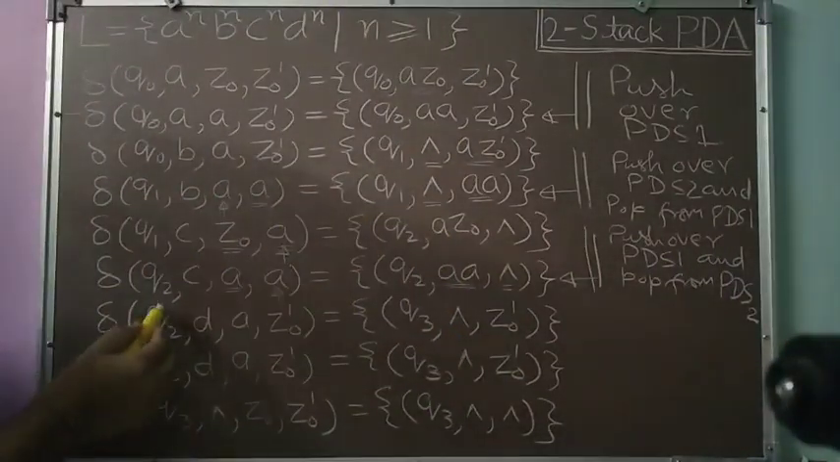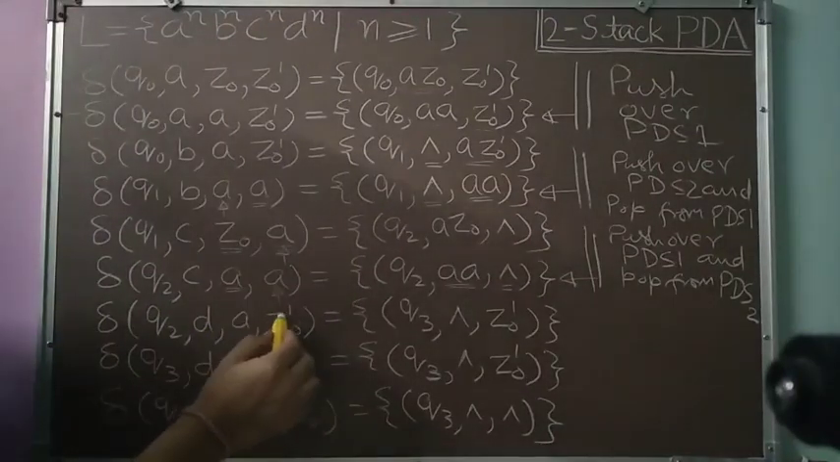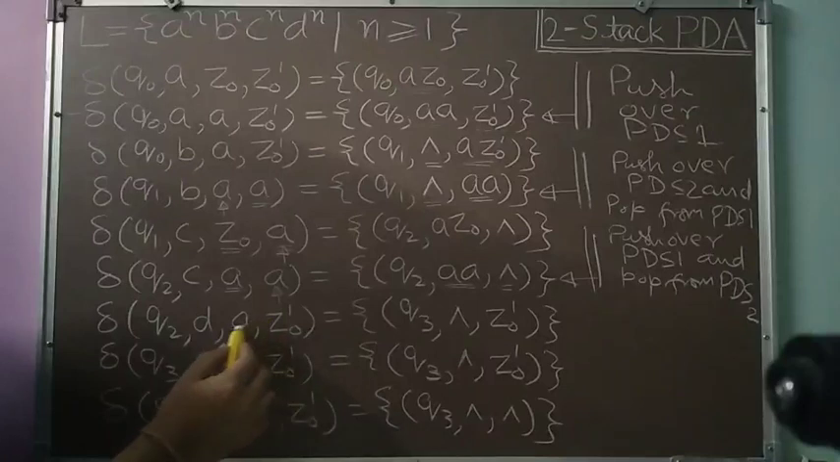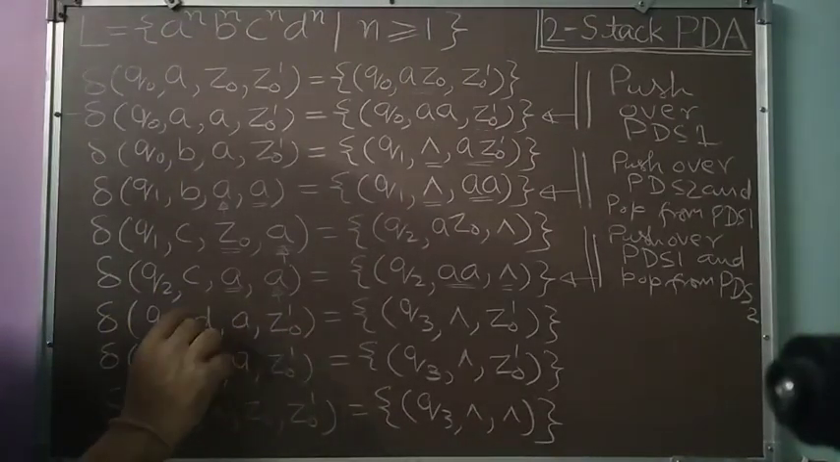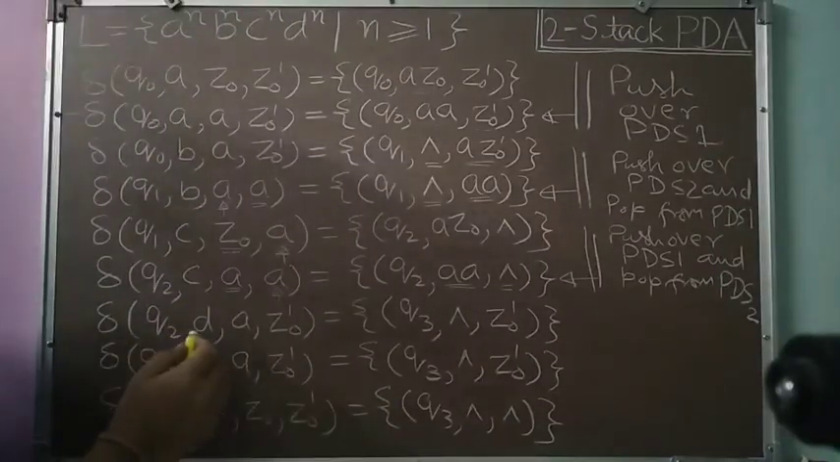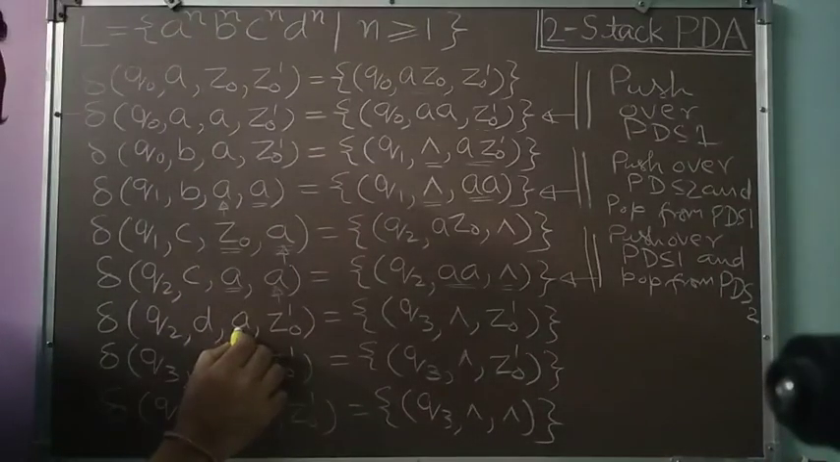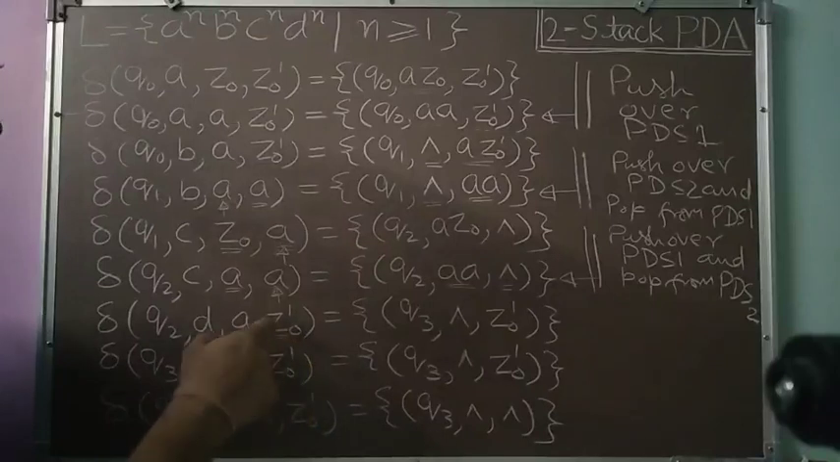Now we'll reach a situation where we are in the Q2 state, we are getting the first D. Now because we have popped all the A's from the PDS2, all A's are present on the PDS1. So now we have to do a simple matching because after D we do not have any other quantity to be matched. Okay. So at the PDS1 we will be writing null and we will be writing Z0 dash because we have to maintain its status. So we'll write Z0 dash here and we'll write null here.